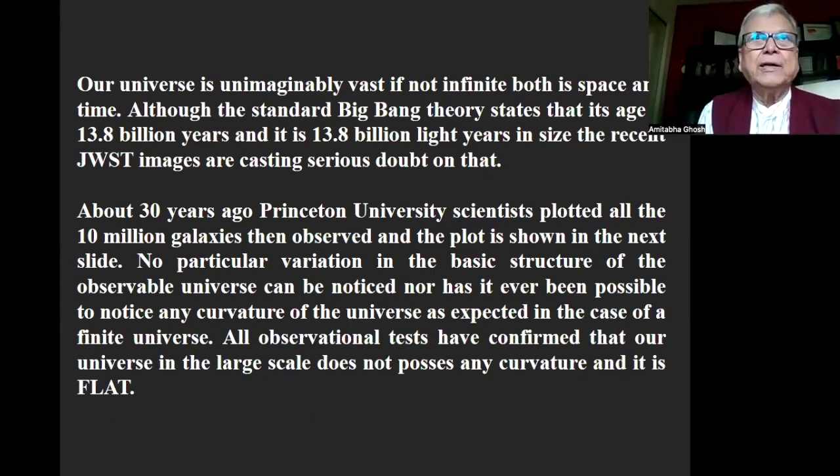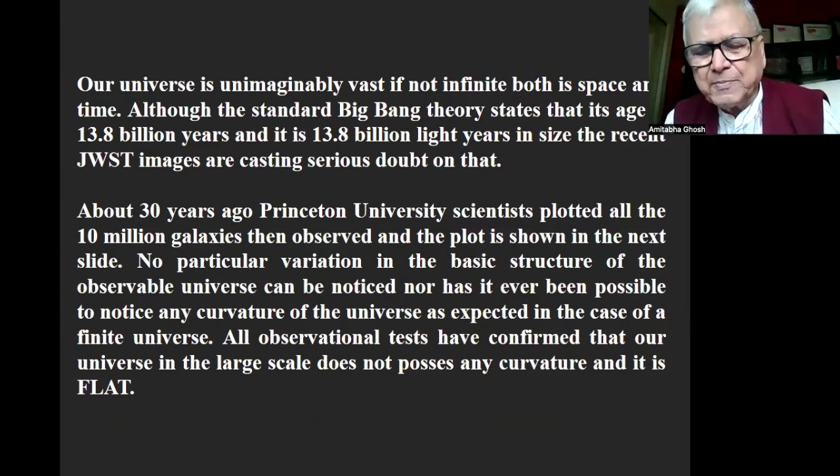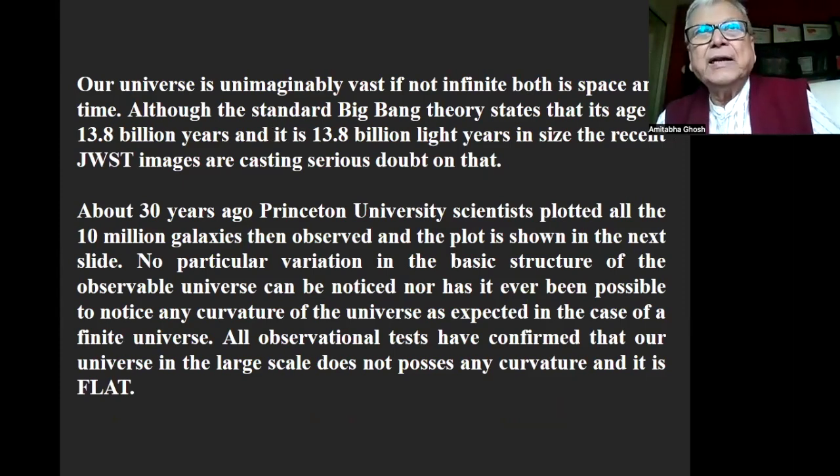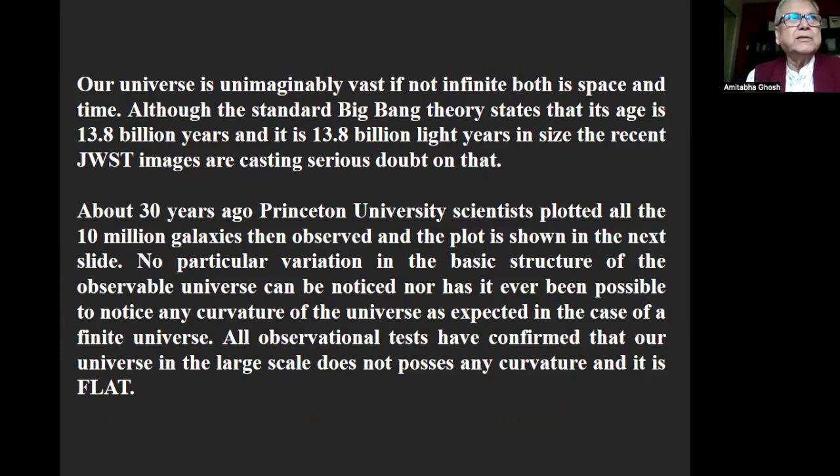Anyhow, now it is unimaginably vast. As I mentioned, each typical spiral galaxy contains 10 raised to 12 to 13 stars or suns. How many are 10 raised to 12? 10 raised to 9 is a billion. 10 raised to 12 is a trillion. So about 1 to 10 trillion suns are there in each galaxy. Like our Milky Way galaxy also has about 10 to 100 trillion suns.